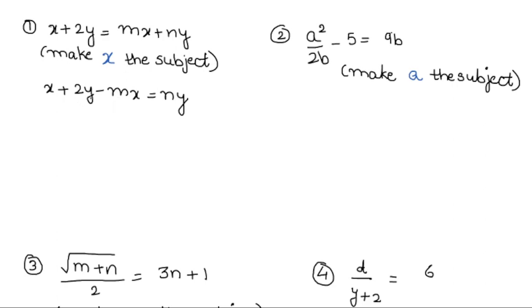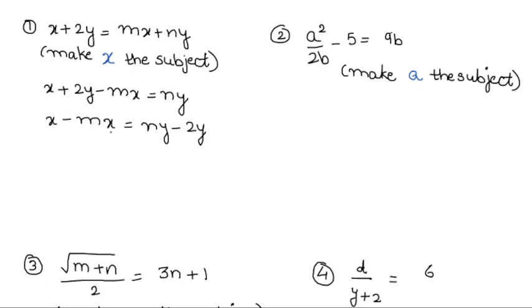I have 2y on this side. I need to transpose it to the other side of the equation because I want x to be the subject. So all the unwanted variables that do not have x need to be transposed to that side. So I have 2y, which is positive here. When I transpose it to that side, it becomes negative 2y. And I'm left with x minus mx is equal to ny minus 2y.